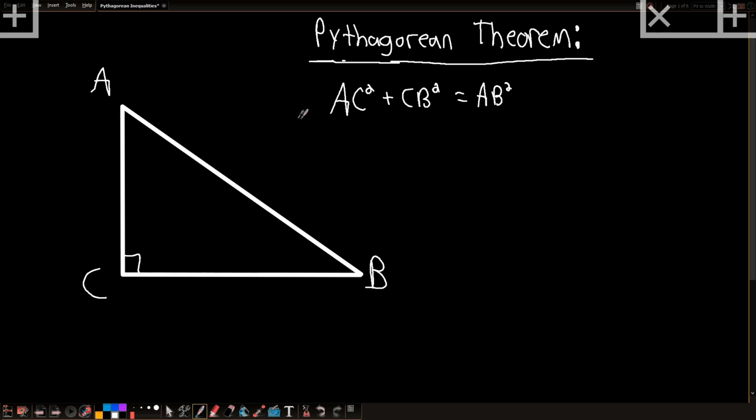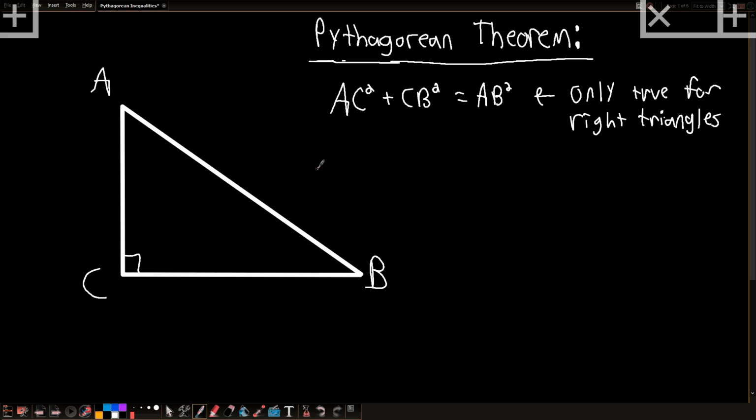Now, we know that this is only true for right triangles. This is something we proved, I believe it was the first day we covered the Pythagorean theorem.